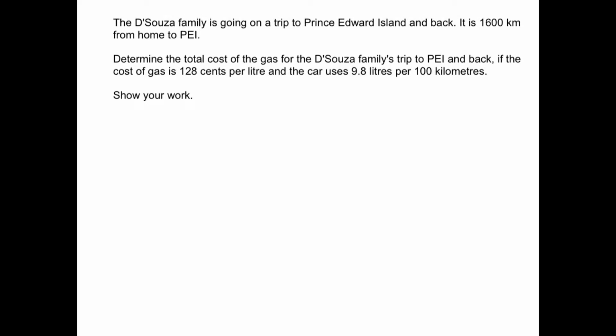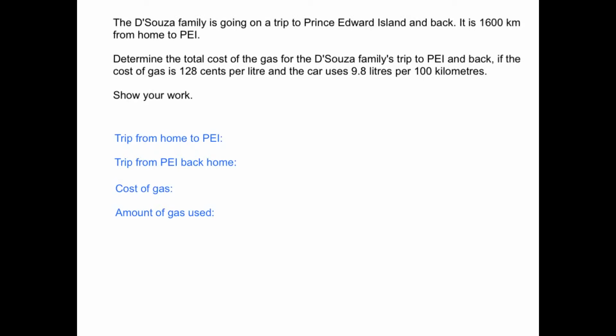The D'Souza family is going on a trip to Prince Edward Island and back. It is 1,600 kilometers from home to PEI. Determine the total cost of the gas for the D'Souza family's trip to PEI and back if the cost of gas is 128 cents per liter and the car uses 9.8 liters per 100 kilometers. Show your work. So let's begin by listing some information that this question gives us.